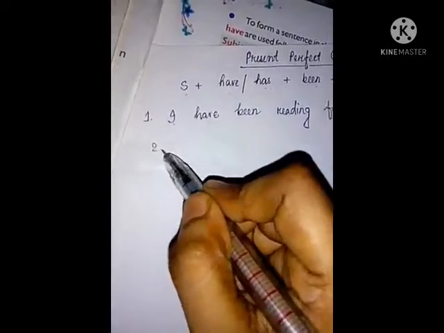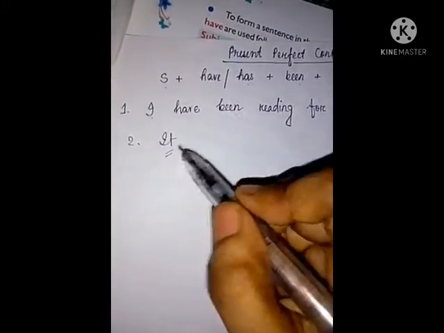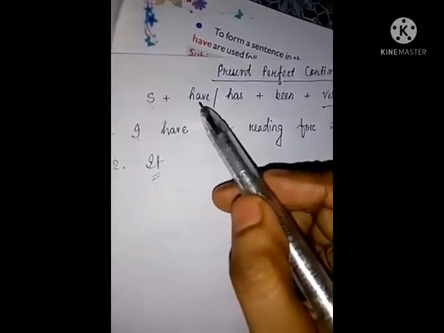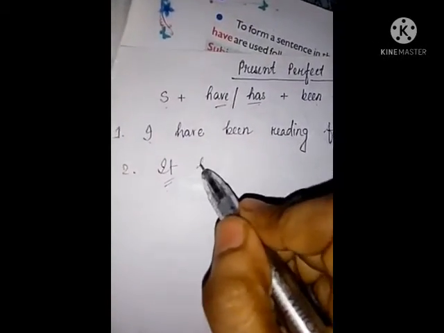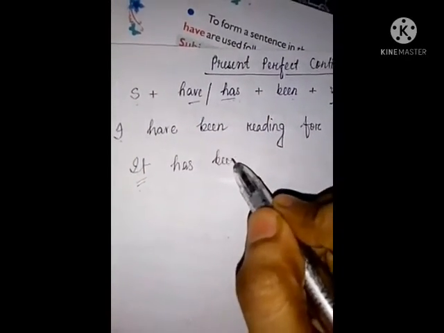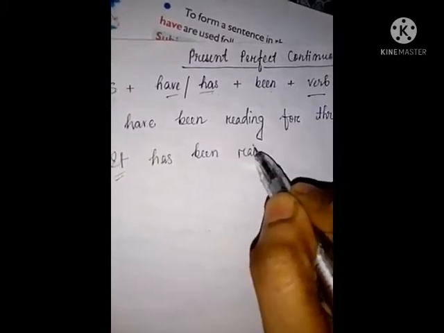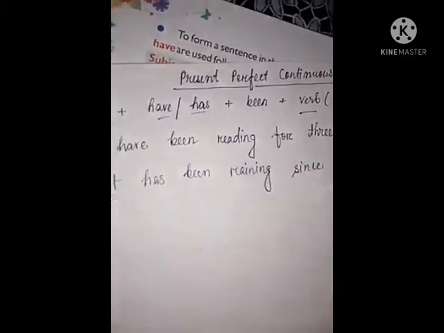Take another example. Example 2, eat. I have used subject it. So with it, which is used between have or has, has is used with it. It has been raining since morning.